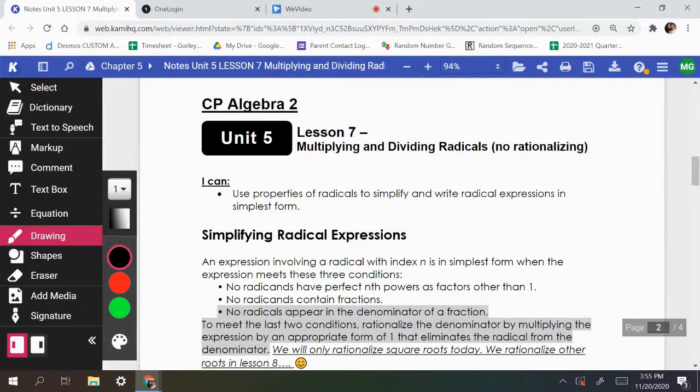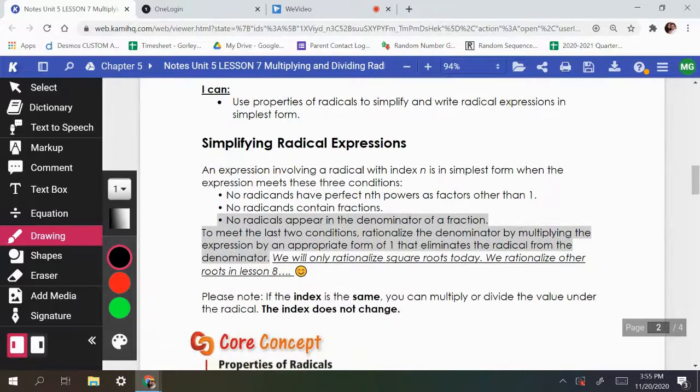Everyone, today we're going to be using properties of radicals to simplify and write radical expressions in simplest form. So when we're simplifying radical expressions, we need to know what it means for an expression to be simplified. It says an expression involving a radical with index n is in simplest form when these three conditions are met. Okay, so here are the conditions.